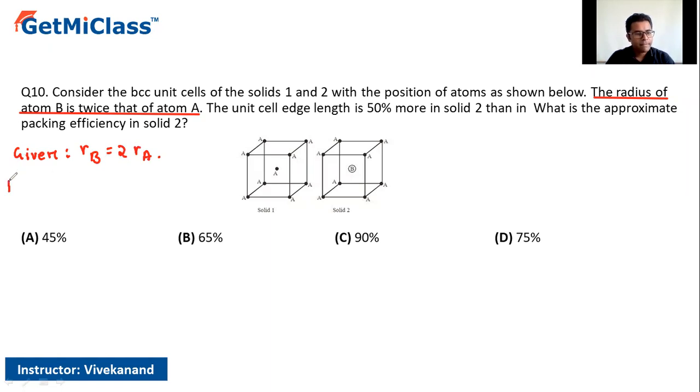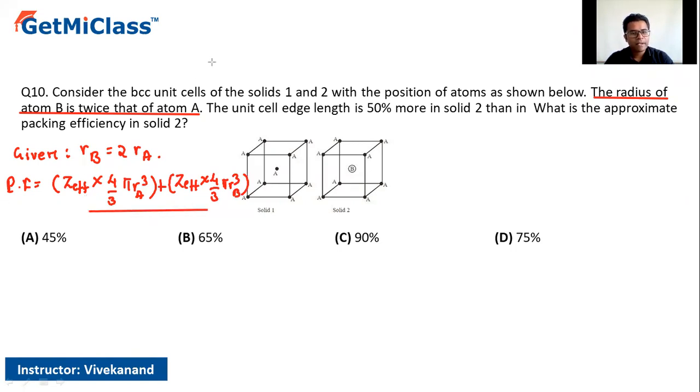Now, using packing fraction. Packing fraction is equal to the number of atoms times 4/3 pi r cube for spheres. Let's take this for A, plus we'll have Z effective into 4/3 pi r cube for B. The entire thing we divide by a cube. So this is the expression we are going to use.